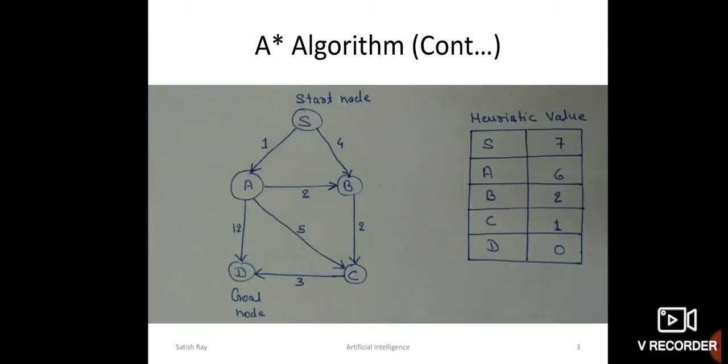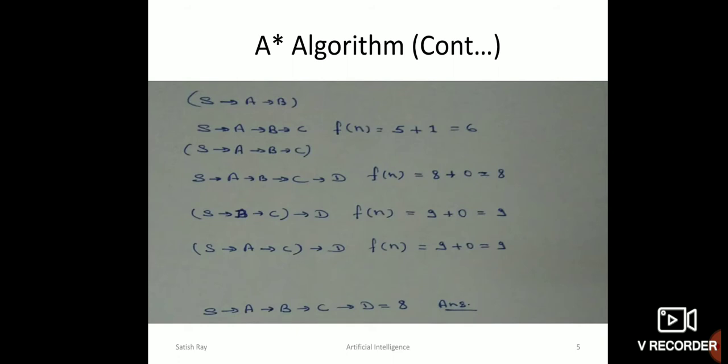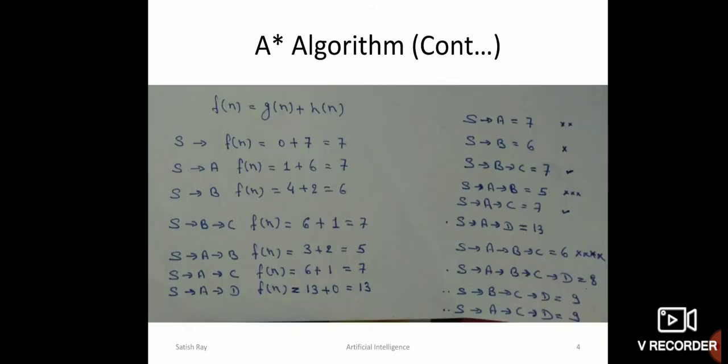So we can see S to A is 1, A to B is 2, B to C is 2, and C to D is 3. So 1 plus 2 plus 2 plus 3, it is 8, and the heuristic value of D is 0. So 8 plus 0, it is 8. Now we will write this path at the right hand side and then select the unexplored and minimum value path.